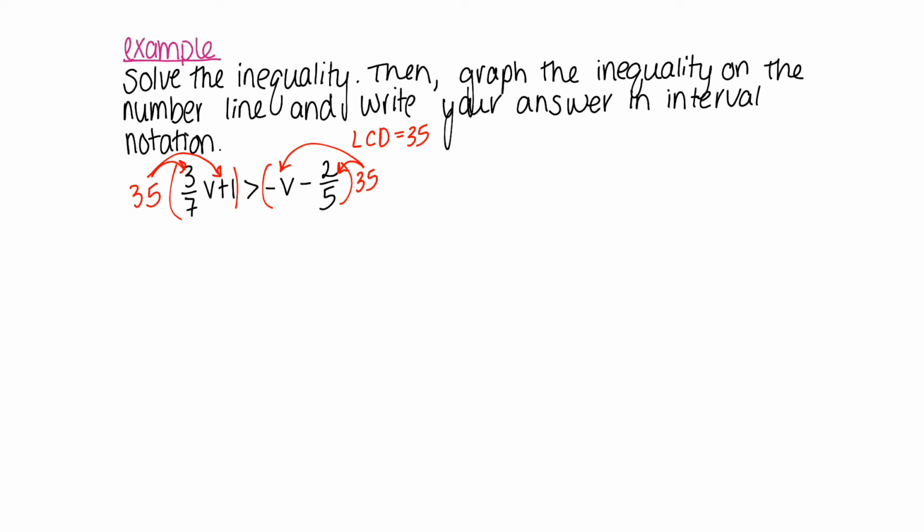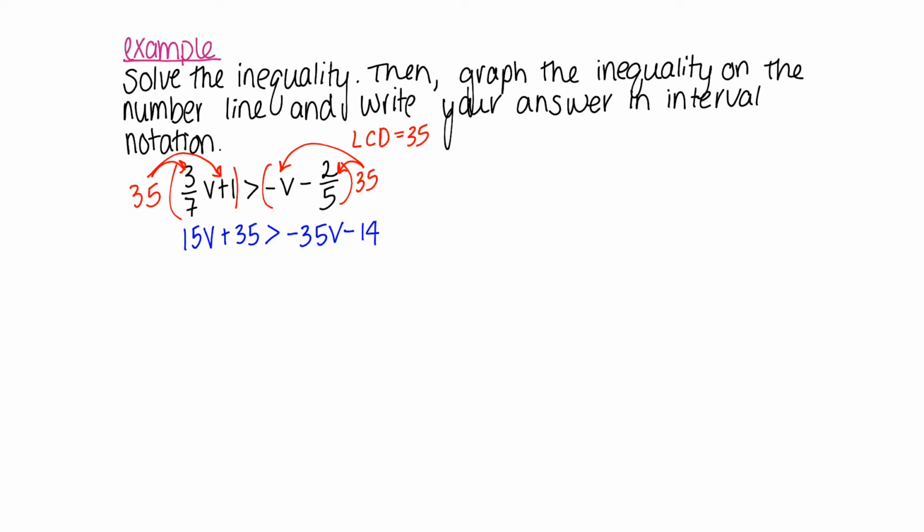I'm going to do my same trick where I do 35 divided by 7 is 5. 5 times 3 is 15. So I have 15v. You could also, once again, plug it into your calculator. 35 times 1 is 35, greater than 35 times negative v is going to be negative 35v. And here we have 35 divided by 5 is 7. 7 times 2 is 14, so minus 14.